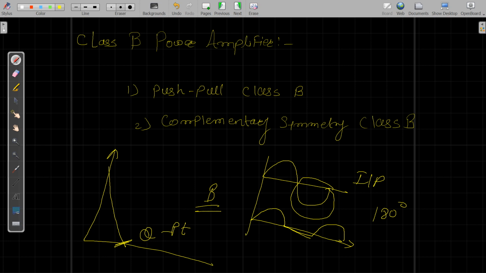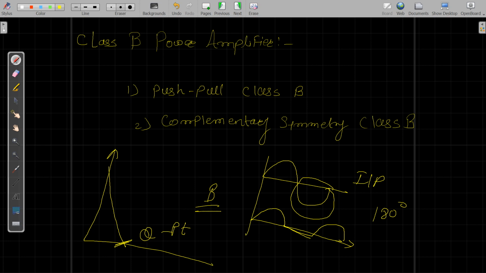In case of push-pull Class B power amplifier, both the transistors are of the same type. That means if the Q1 transistor is PNP, then Q2 is also PNP, and vice versa. If Q1 is NPN, Q2 should be NPN type. And this circuit is called a push-pull Class B AF power amplifier circuit, audio frequency power amplifier circuit. Why we are calling it push-pull, we'll come to know.